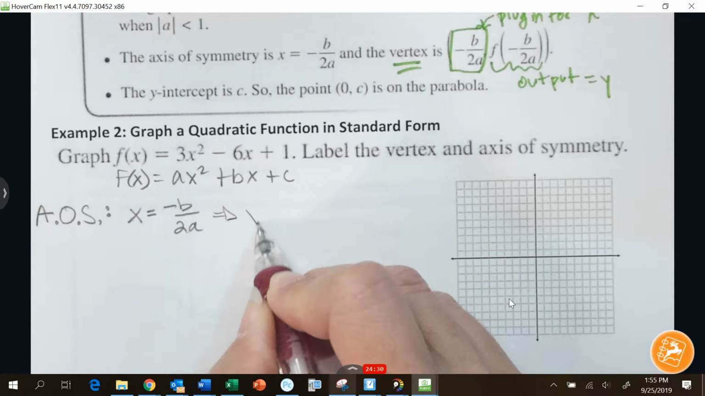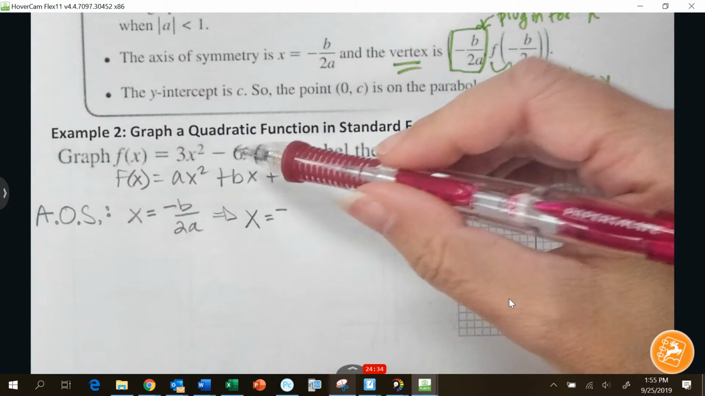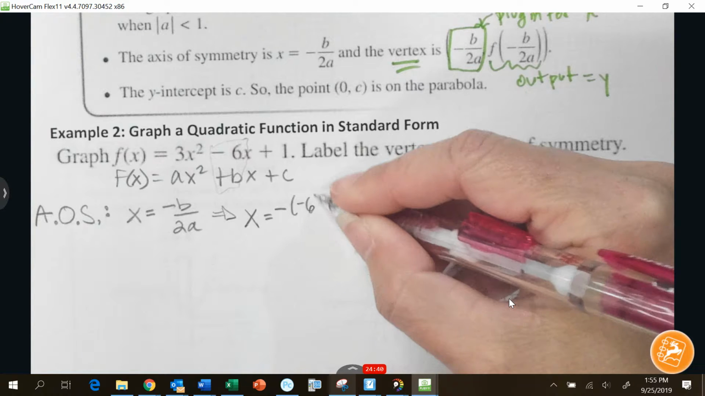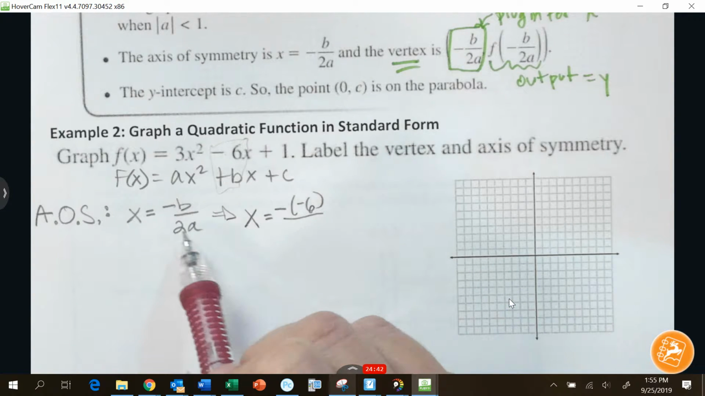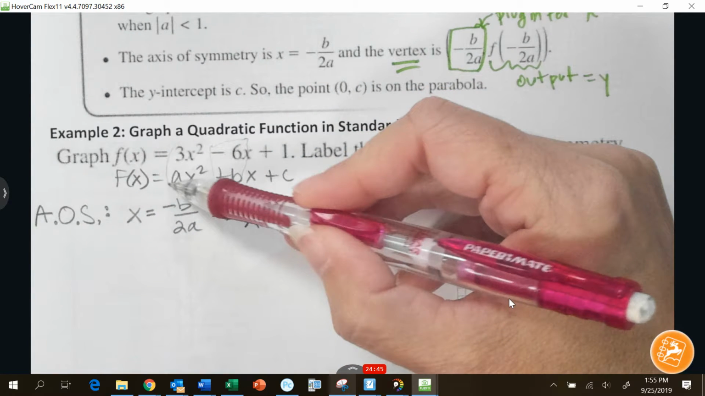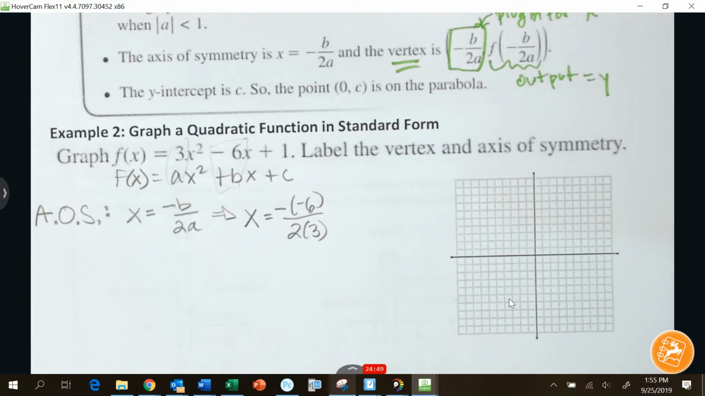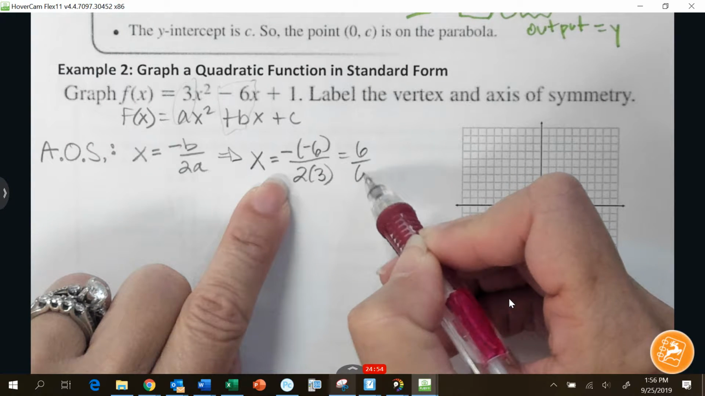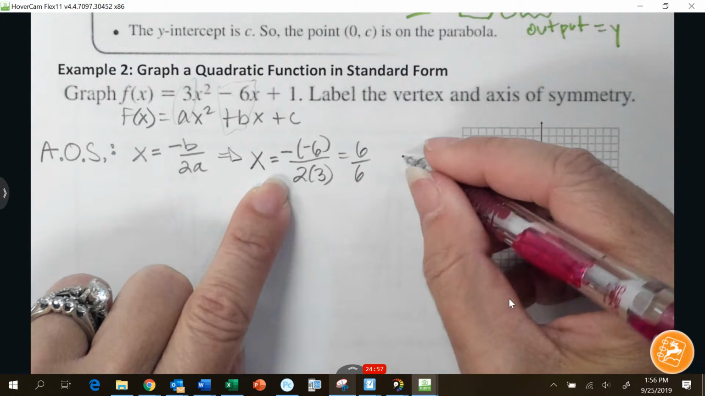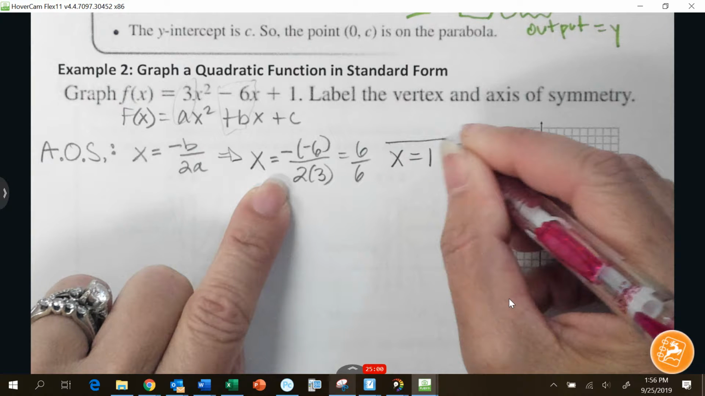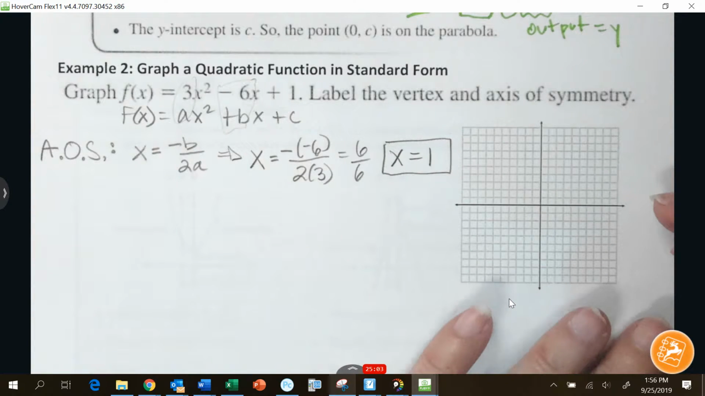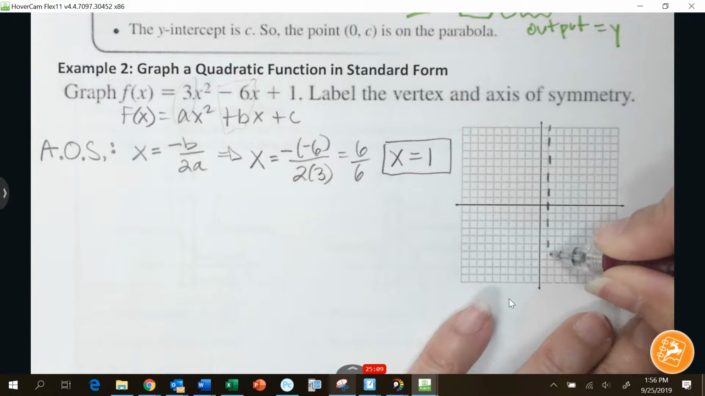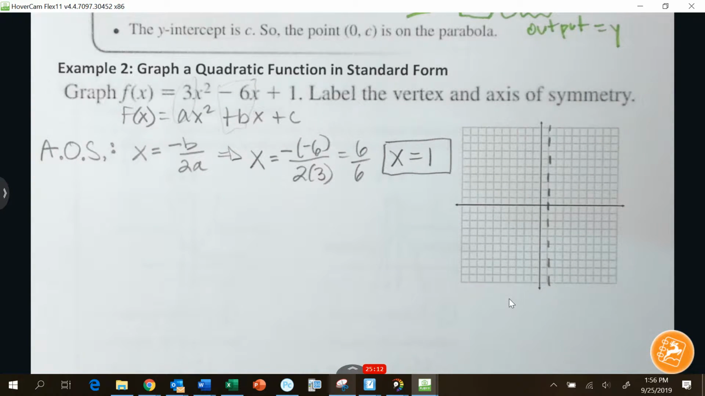So x equals negative, what is my b value? Negative 6. It will become positive. Over 2, and then what is my a value? 3. So there's me plugging everything in. And then I will get positive 6 over 6. So I'll get 1. My axis of symmetry is x equals 1. So I can go to my graph, and at x equals 1, this is the axis of symmetry. It's not really part of the graph, which is why I'm dashing it. It's just a reflection line.